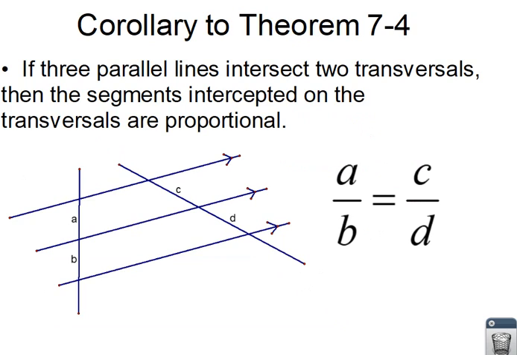Alright, a corollary to the theorem. If 3 parallel lines intersect 2 transversals, so the transversals are the lines that are not parallel, then you've got at least 3 parallel lines. You could have more. Then the segments intercepted on the transversals are proportional. So these are proportional to these. So you just say A over B equals C over D. Nothing too crazy.